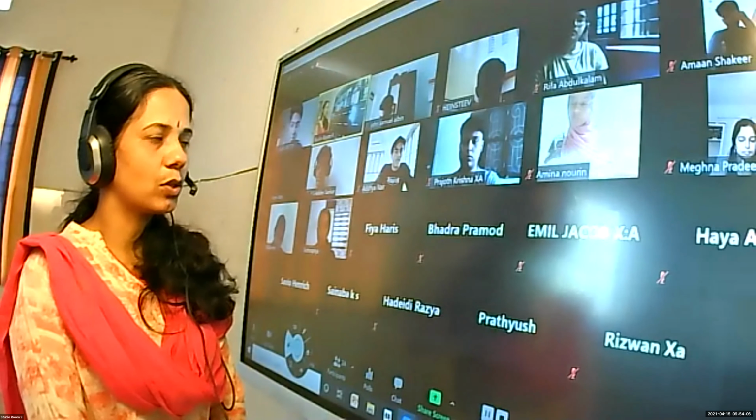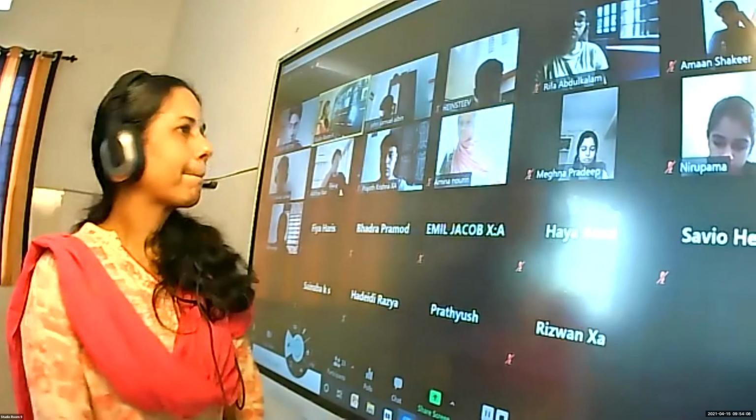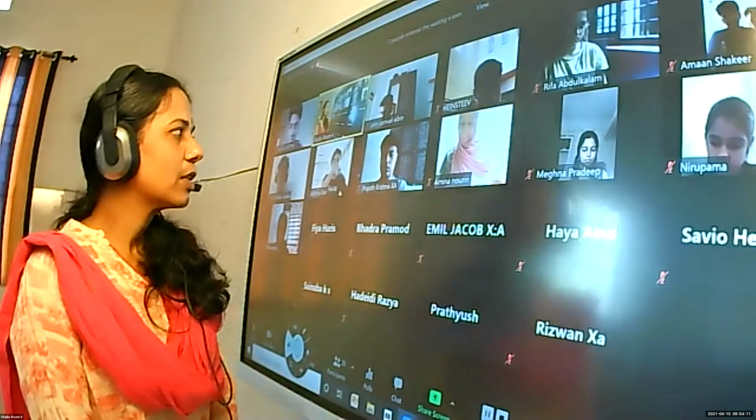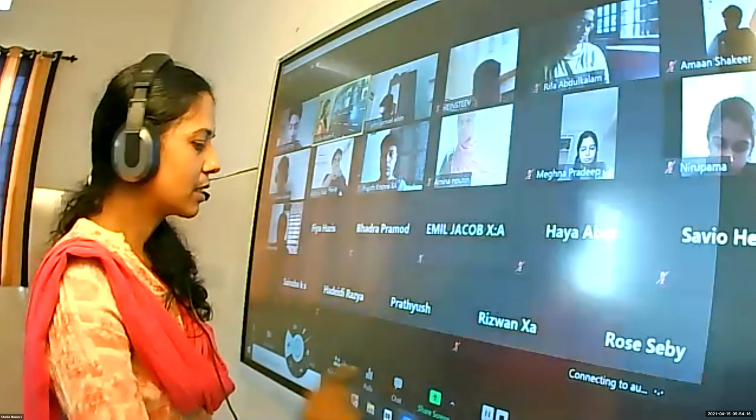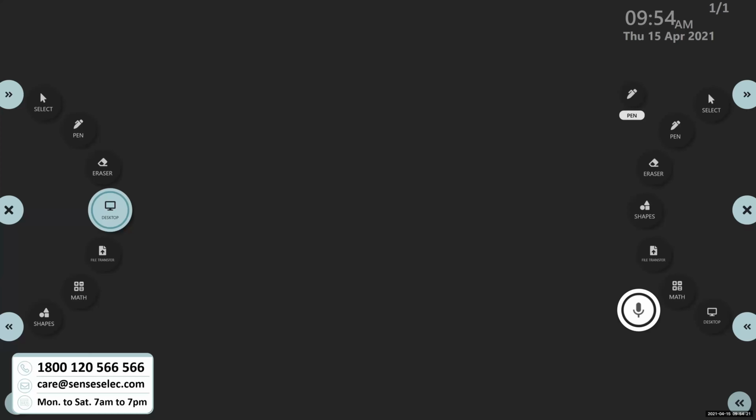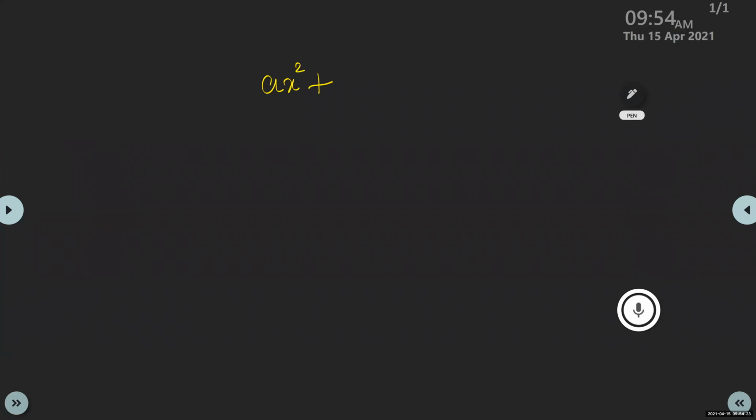So first is the number of zeros. Then we have learned the relationship between the zeros and the coefficients, isn't it? So the general form of a quadratic polynomial is ax square plus bx plus c with a not equal to 0. Okay, suppose alpha and beta are the zeros.